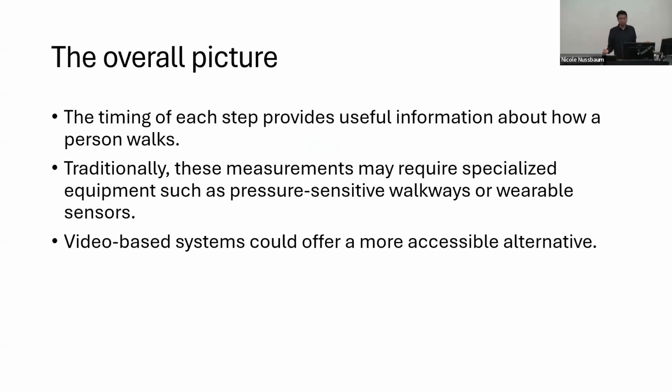So what is the overall picture of our research? The timing of each step of a human walk provides useful information about that person. It's very useful for certain medical diagnoses, such as looking for certain cognitive impairments. Traditionally, these measurements have to be taken in a lab using specialized equipment such as pressure-sensitive walkways or wearable sensors. So these are not the sort of things that you could have at home. Video-based systems could offer a more accessible alternative to these measurement approaches.